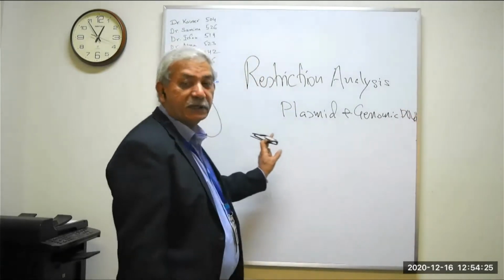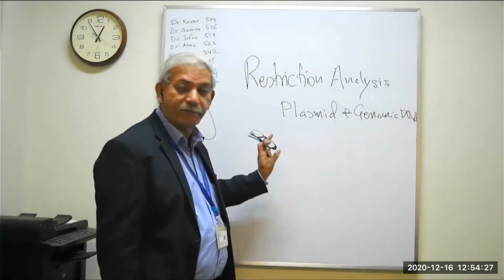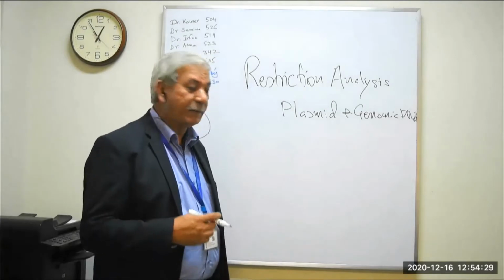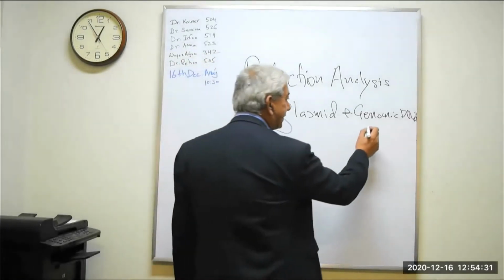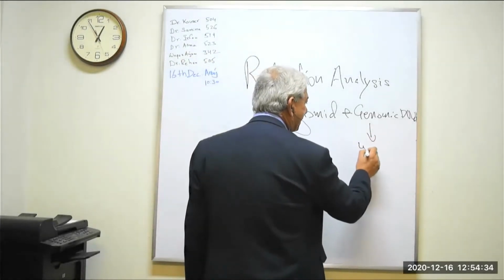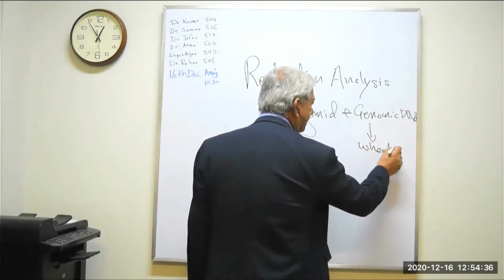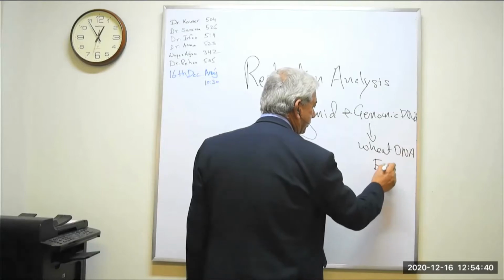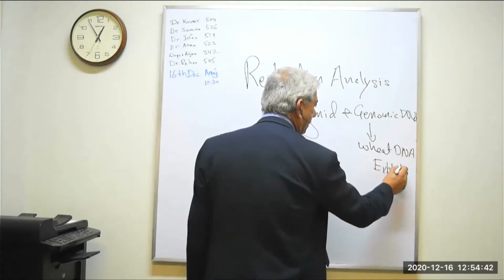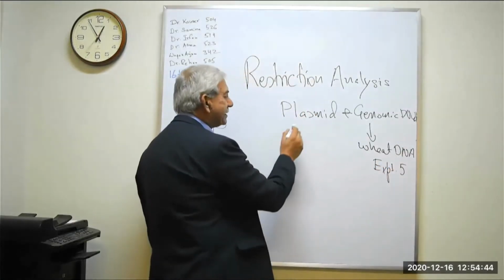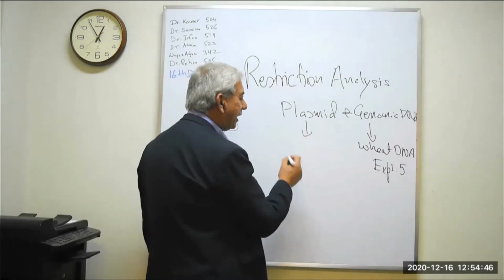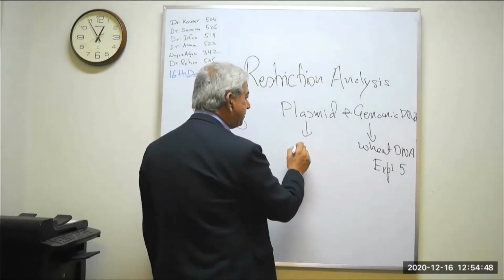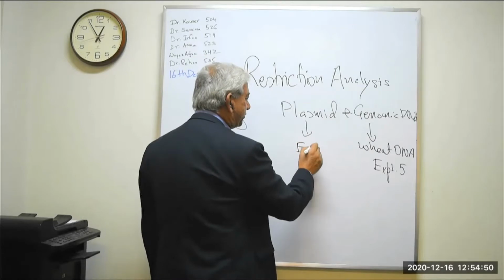So this is the experiment that we have planned, and our template DNA, genomic DNA, is the DNA that we isolated in experiment number 5. And this is the plasmid DNA that we isolated in experiment number 3.